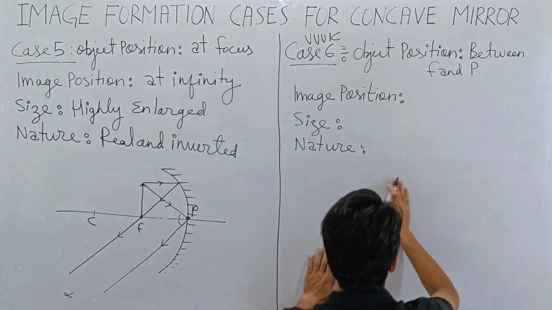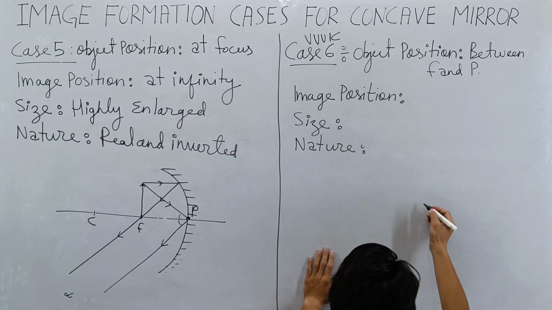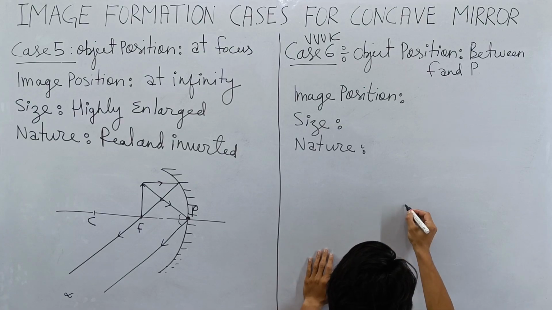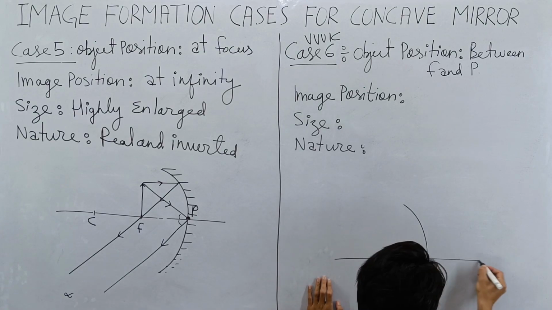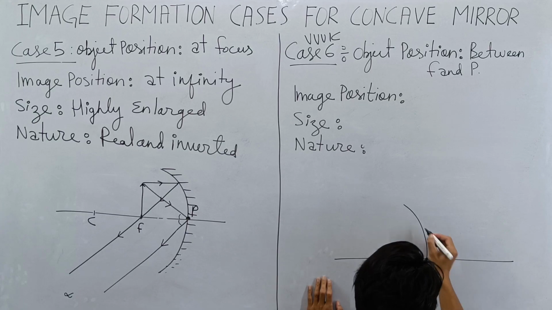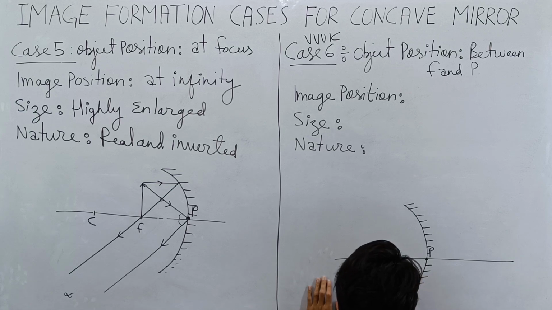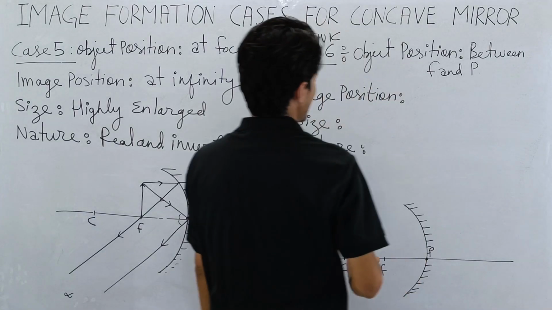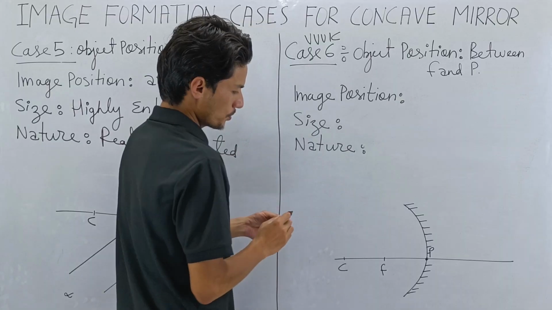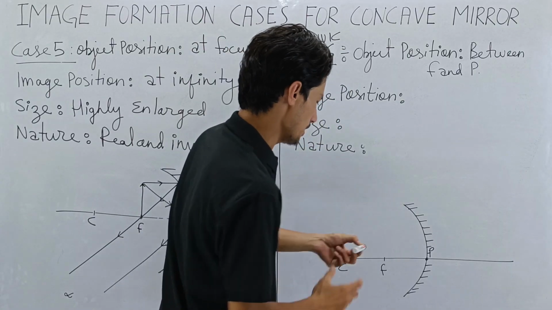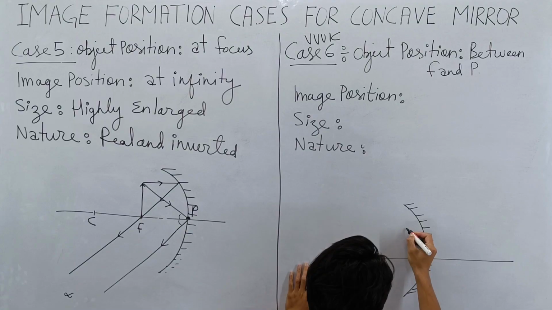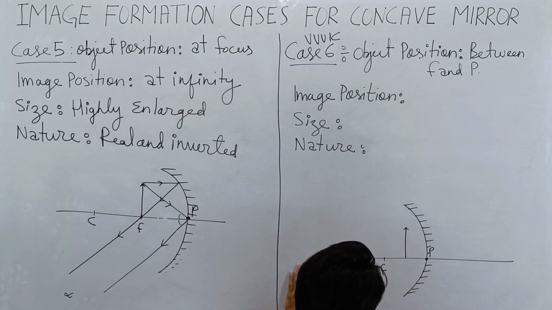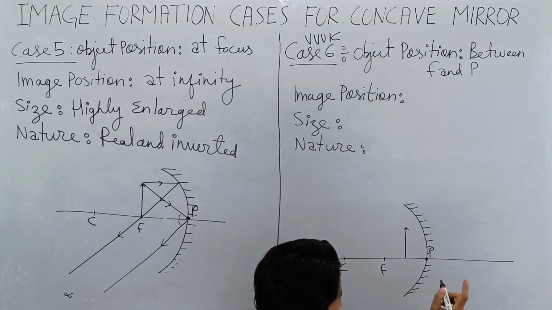So let's draw the ray diagram. Now this ray diagram is also going to be very unique. Let me draw the back side. So this will be the focus, maintaining the same gap. I will draw my C. The object is between F and P, so let's draw the object here. This is the object. Then let's use rule number 1.